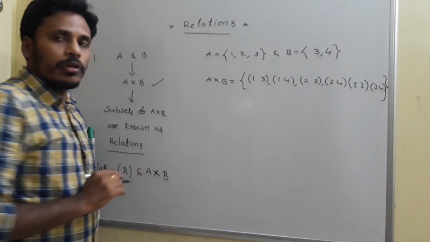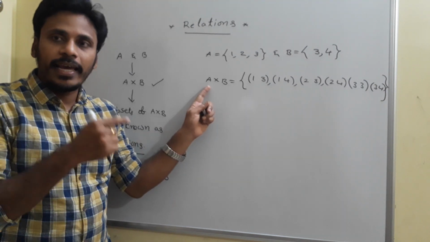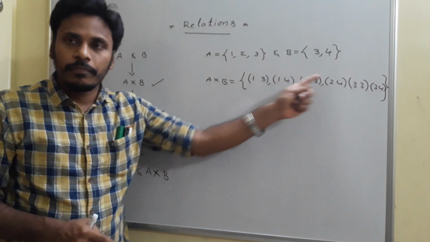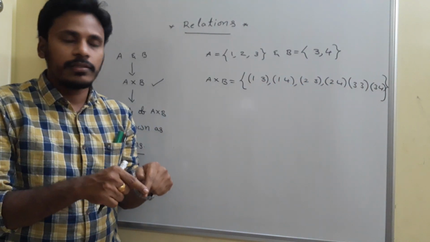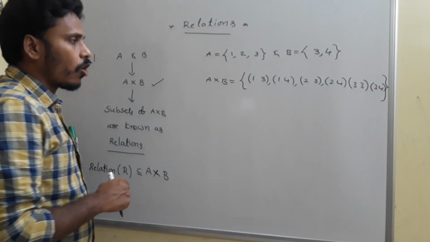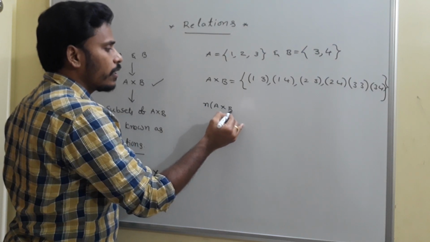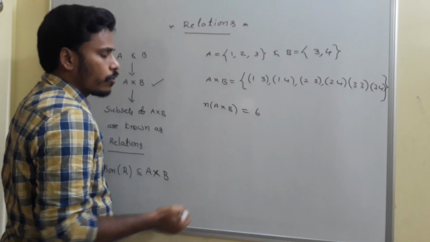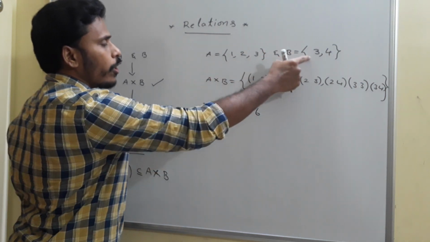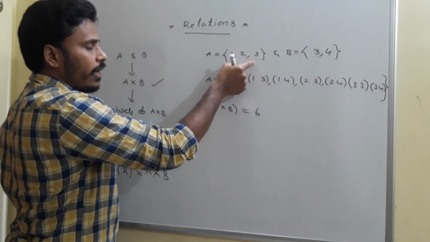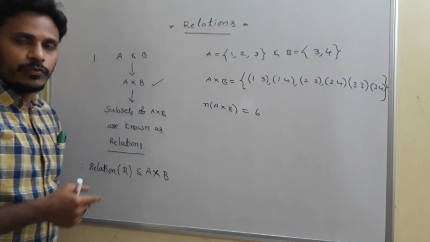Now just think about it. A cross B is again a set, a set containing ordered pairs. And how many elements are there in A cross B? For sure, A cross B contains 6 elements here. n of A cross B is equal to 6, which is simply the product of these two: the number of elements in A times the number of elements in B, as we discussed.